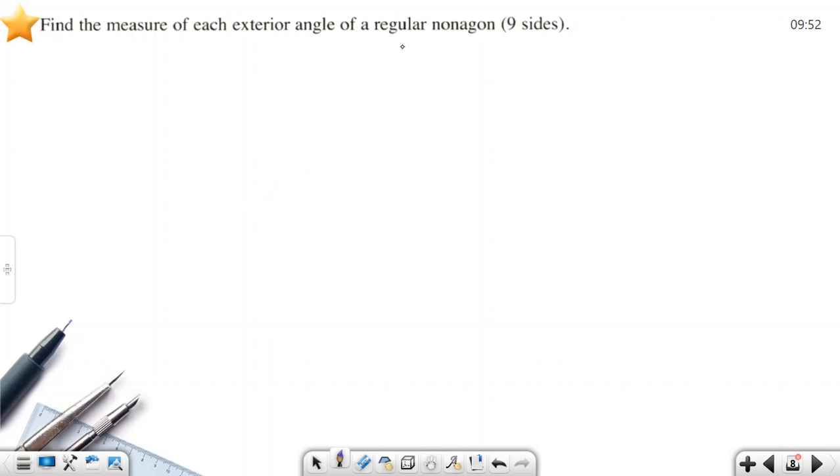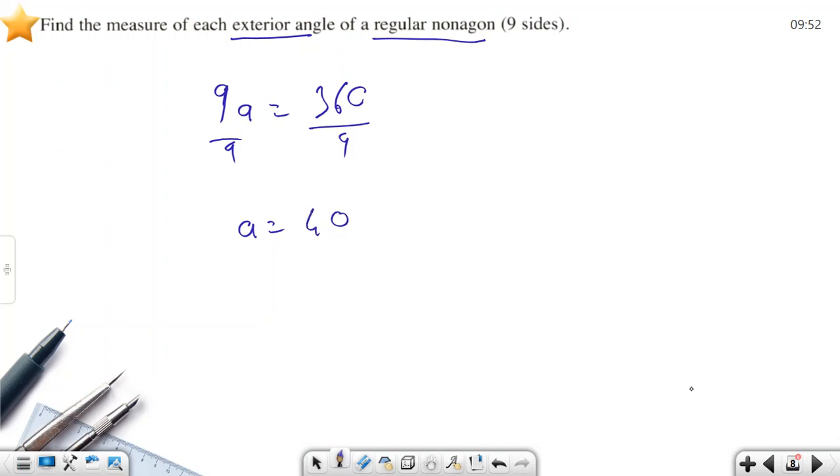Find the measure of each exterior angle of a regular nonagon. Because it's a regular polygon, all exterior angles are congruent. So I will have 9 times angle. When I add 9 angles, it becomes 360. Why? The sum of the exterior angles always equals 360. Divide by 9, divide by 9. A equals 360 divided by 9, which is 40. So each of them is 40 degrees.